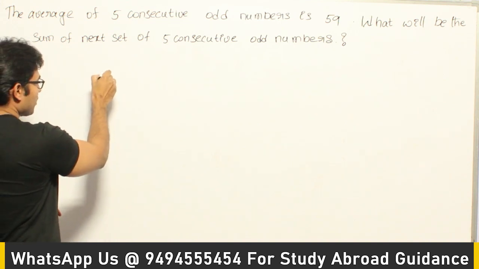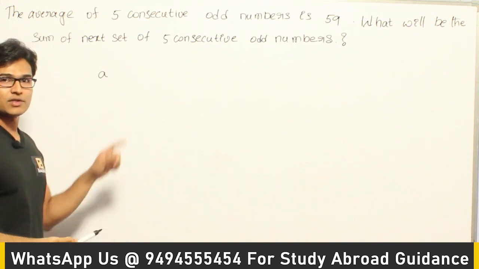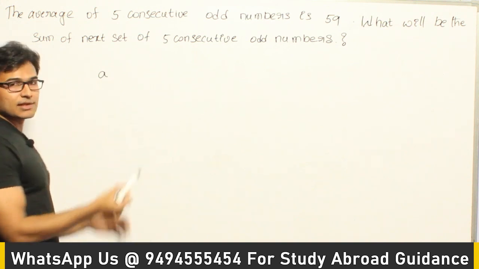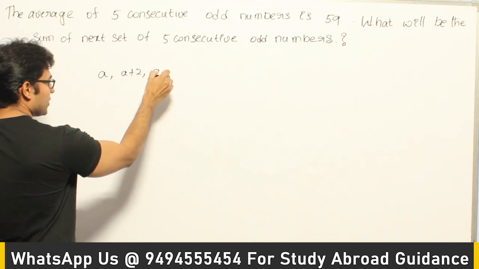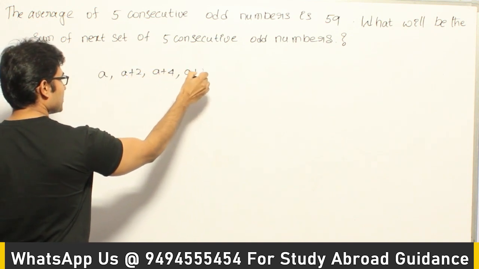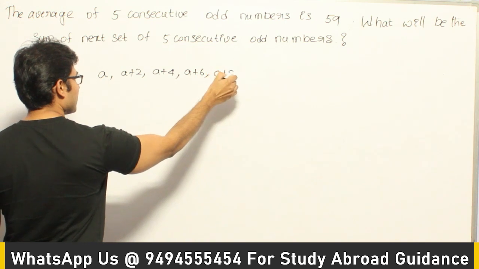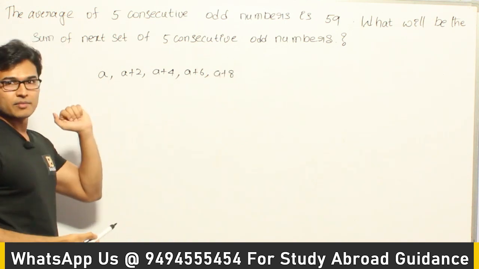Let's assume that the first odd number is A. If the first odd number is A, what will be the sequence of odd numbers? The next one will be A plus 2, then A plus 4, A plus 6, and A plus 8, right? So these are the first 5 odd numbers.